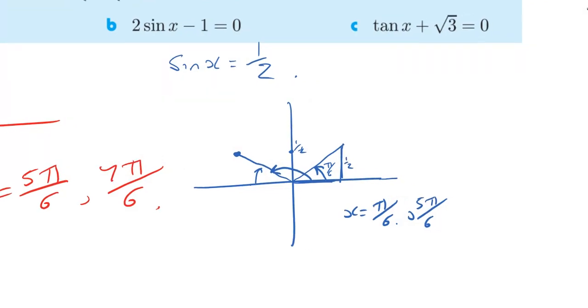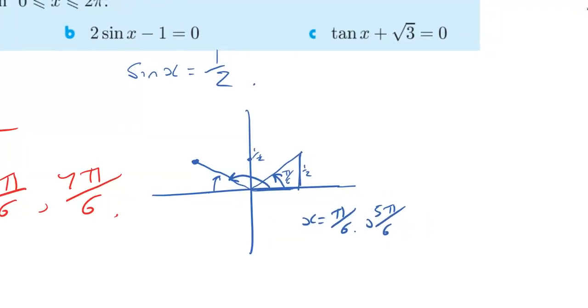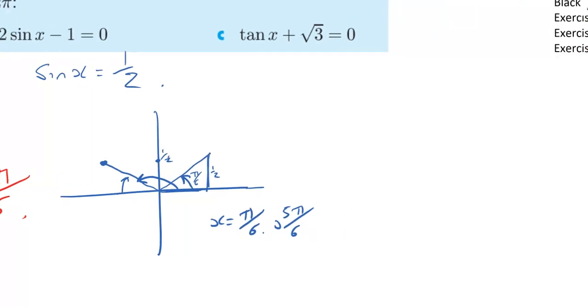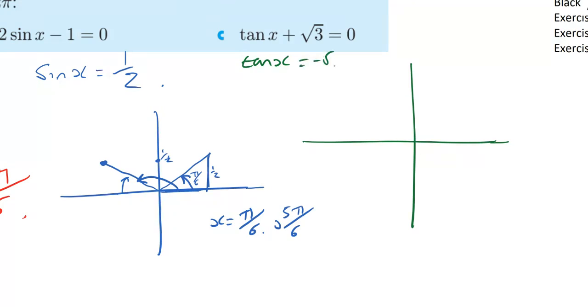Next one. Now tans are a little more tricky, but it's good to remember that a tan graph repeats itself every 180 degrees or every pi radians, right? So we can use that fact to help us. So if I'm going to be drawing this tan graph and I'm thinking about tan, well, we are going to draw the unit circle, certainly, but we've got to think about what will create a tan of negative root 3, right? So, of course, by rearranging this, we can see tan x is equal to negative root 3.